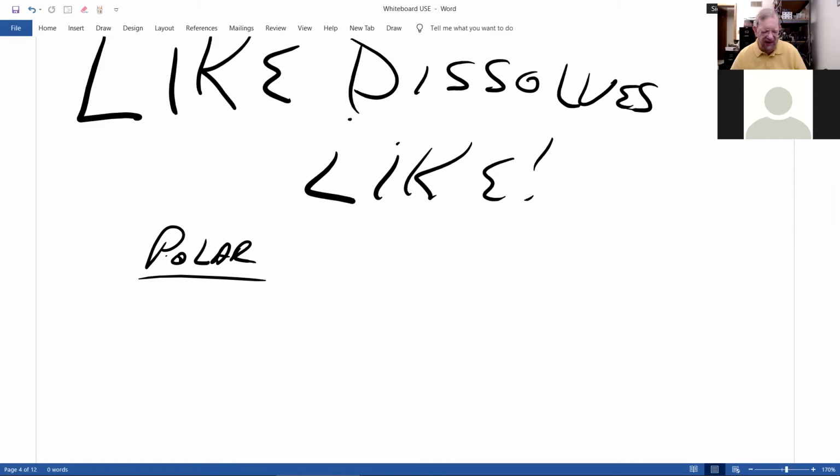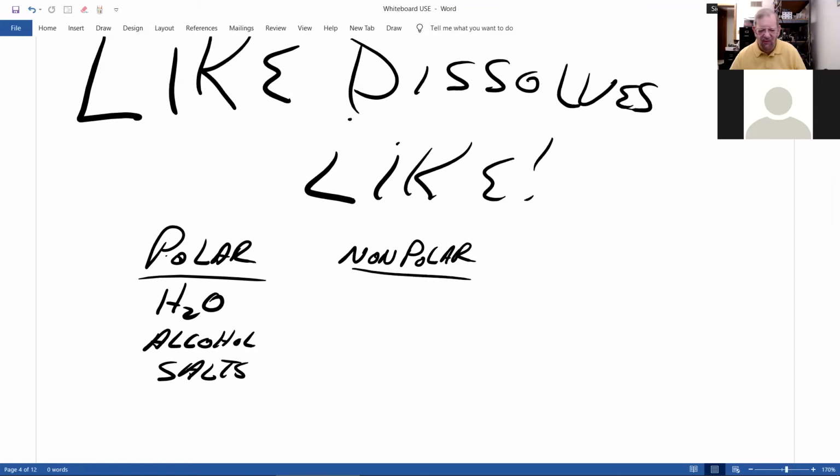The most polar substance on our planet is water. Alcohols are polar, shorter chain mainly, and salts are polar. What are non-polar? Well, dirt is non-polar. Grease is non-polar. Vaseline is non-polar. Vegetable oil is non-polar. If you take water and vegetable oil, vinaigrette, it separates. But if you take alcohol and water, it's quite soluble.